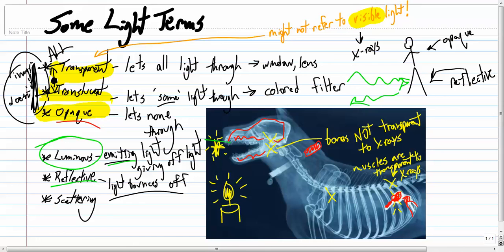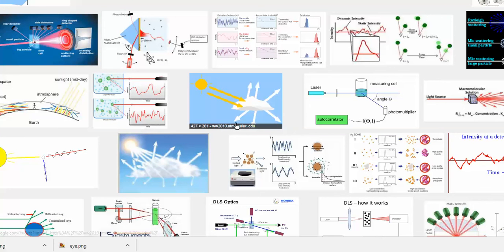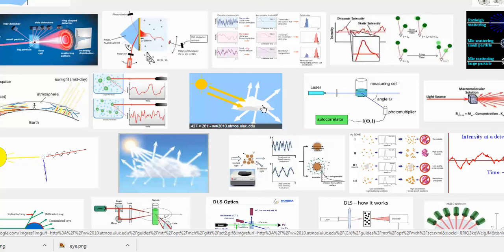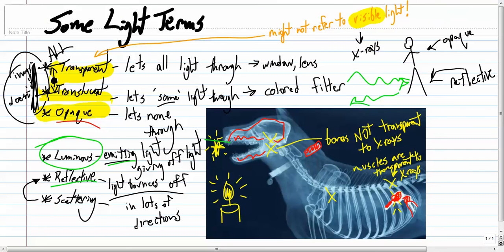And then the last term I wanted to do was scattering. Scattering is kind of a subcategory under reflective. Scattering is what happens when light bounces off in lots of directions. I just Googled scattering, and one thing that came up was this. Sunlight comes in, hits a cloud, and the light gets scattered off in all directions. That's a good example of scattering. Scattering is when light rays come into something and get bounced all over the place. If you were trying to look at something that was scattering light, you would not be able to see a good image. It would probably be a very fuzzy image.